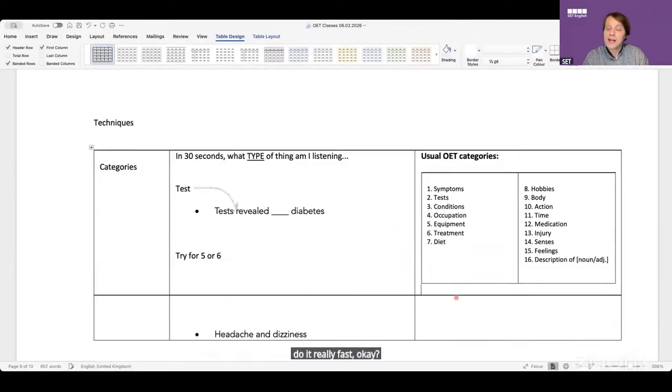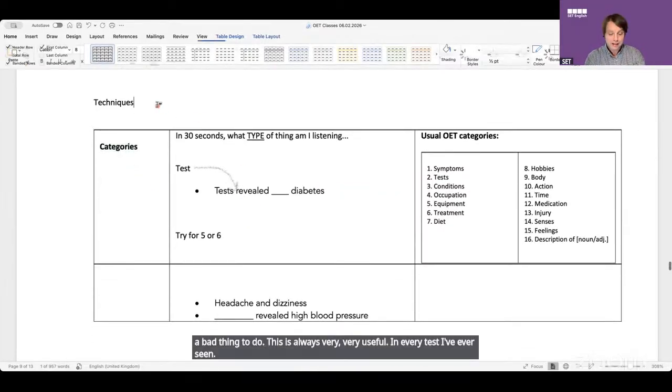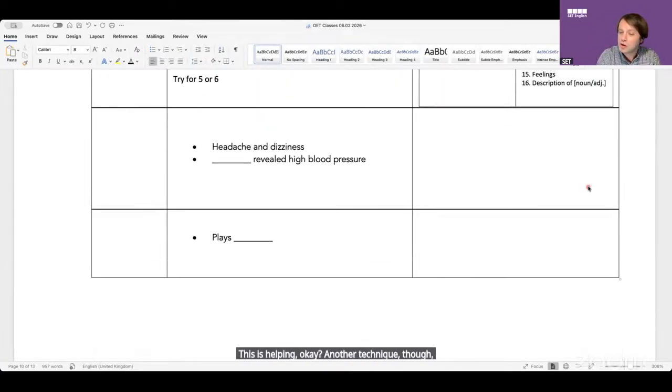But the key point is the category tells me what I'm listening for. It gives me a direction. I've been doing this a long time and it's never a bad thing to do this. It's always very, very useful. In every test I've ever seen, this is helping.